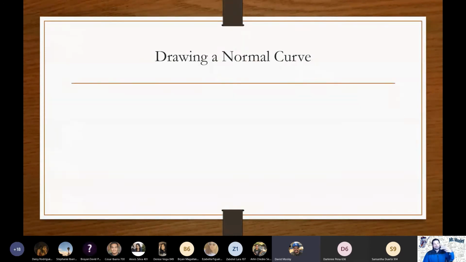All right, so now we're going to get to the steps on how to draw a normal curve. If we're being provided our N(mu, sigma), we have enough information to draw the curve of that normal distribution. These are the steps we can follow.